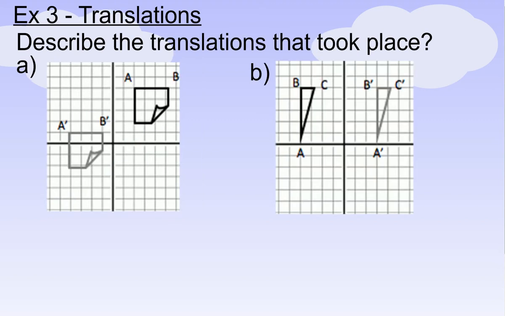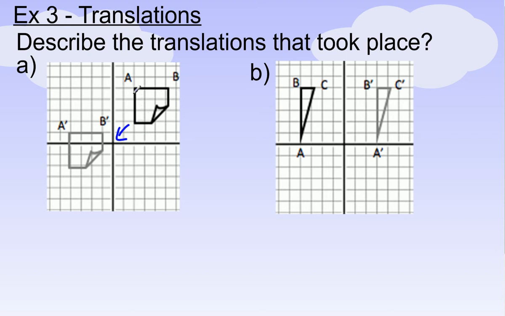Okay, next problem. The next example here, we're looking at translations. A translation, the name kind of says it, is like a slide, where this whole shape from the pre-image to the image just slid. It didn't turn, it didn't rotate, it didn't flip, it just shifted from one place to another. So they're exactly identical. So describe this translation that took place.